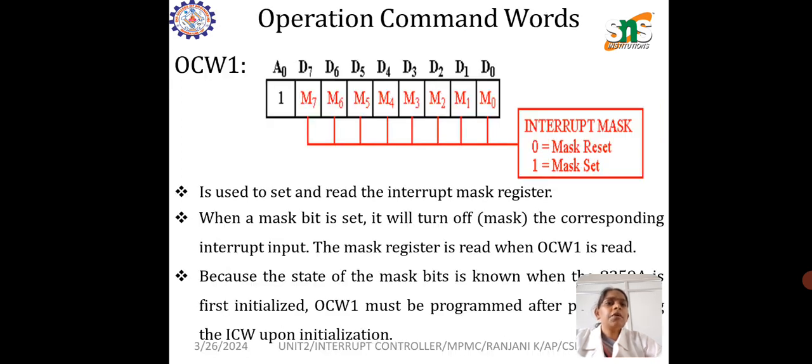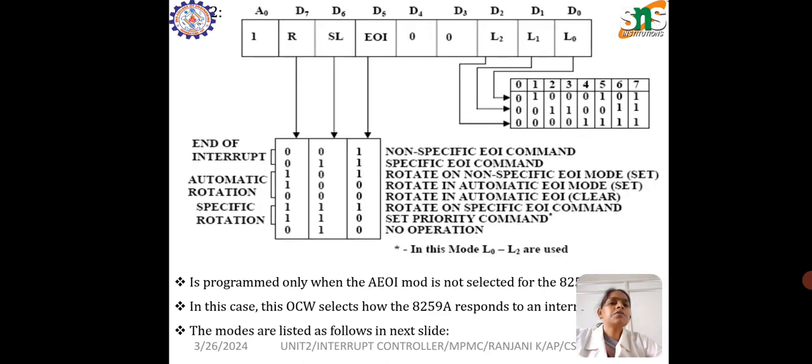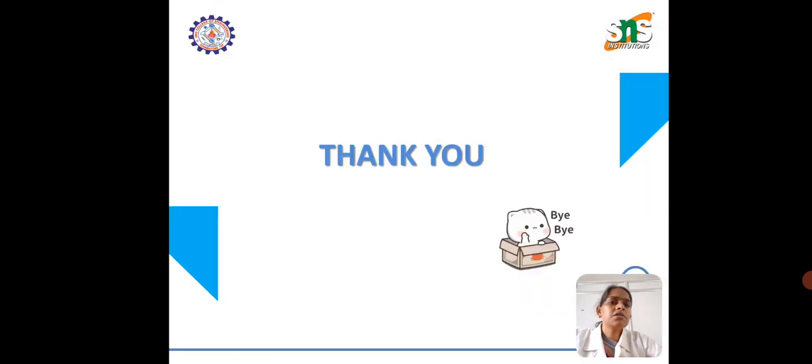So these are the operating command words. OCW1 is used to set and reset the interrupt mask register. When the mask bit is set, it is turned off for the corresponding interrupt input, and this mask register can be read with OCW1 read. The next one is programmable when A0 is 1 and the mode is not selected. This is the detailed operation of the interrupt service.